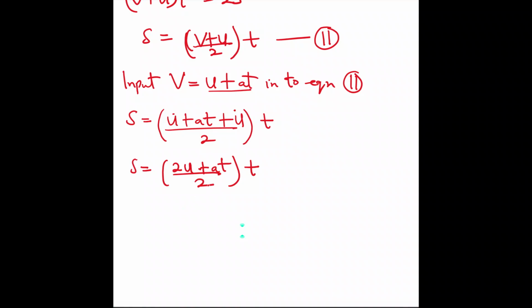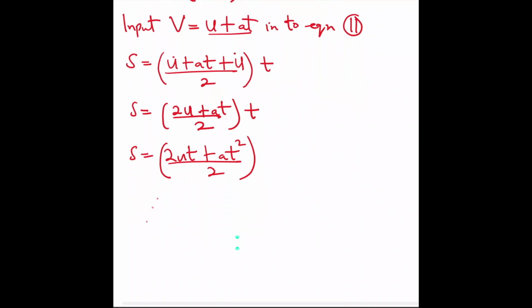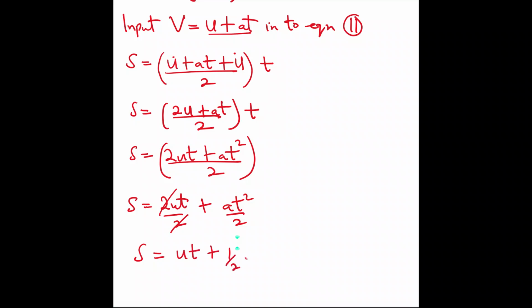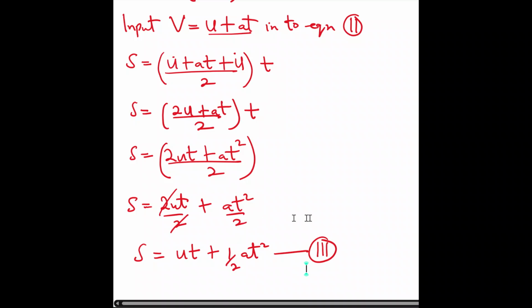Now let's use T to multiply through. So S equals 2UT plus AT squared over 2. Now let's separate it and divide through by 2. So S equals 2UT over 2 plus AT squared over 2. These two will cancel out, so we can write it as S equals UT plus half AT squared. This is the third kinematic equation.